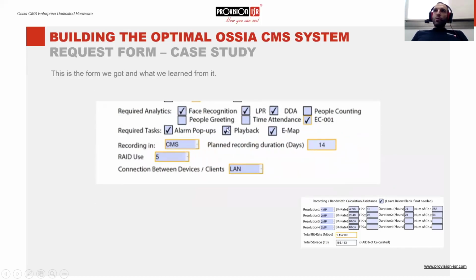Here, you can see the ones that are marked in yellow or in orange. These are the ones that might give us some issues, I mean, some devices do not support it. So for example, EC001, only the extra large and the medium support it. Okay, recording on the CMS, meaning that for sure we must have a recording server. We have a planned recording duration of 14 days. We are using RAID 5, and everything is on LAN, okay, which is helpful to design the media transfer.